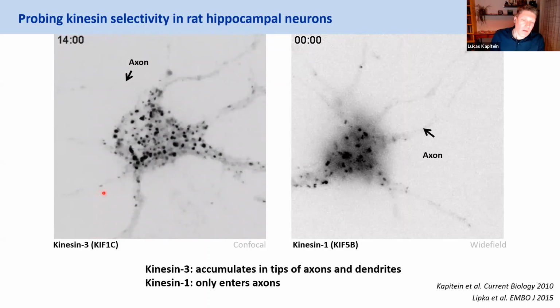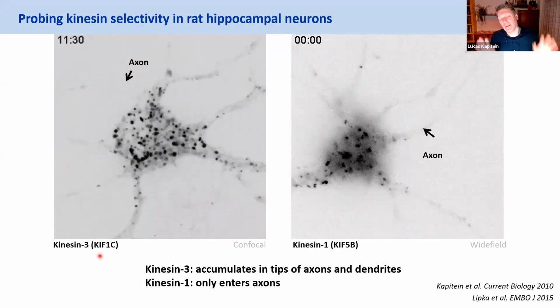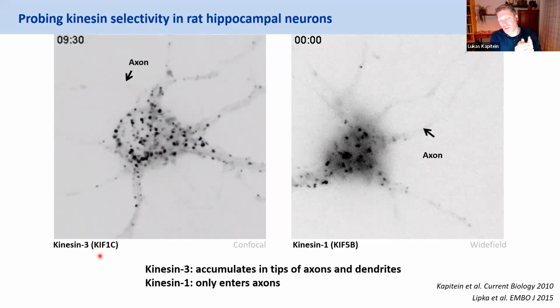And you cannot see it in this video, but I will tell you this. In the dendrites, these cargoes actually accumulate in the tip of the dendrite. So despite the microtubule network having a random organization, this motor somehow is able to navigate from one side of the dendrite all the way to the tip of the dendrite, which is remarkable given the mixed microtubule organization.